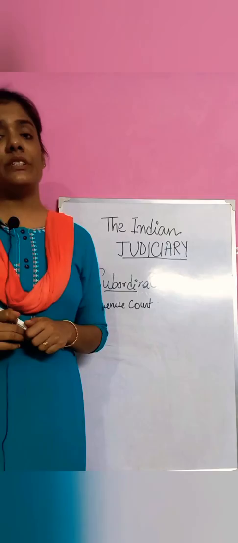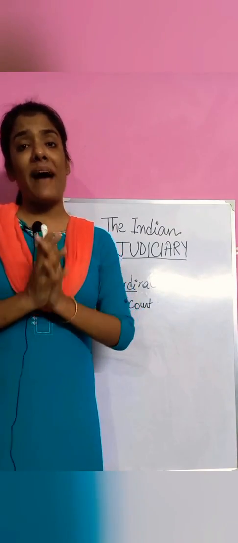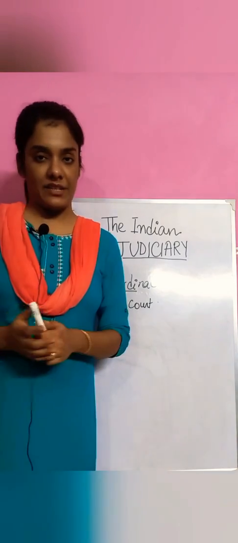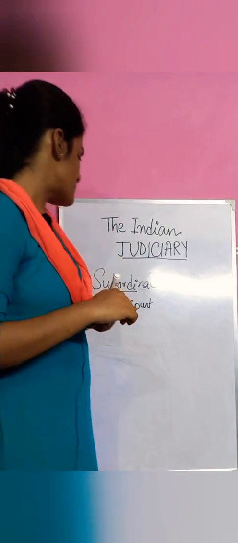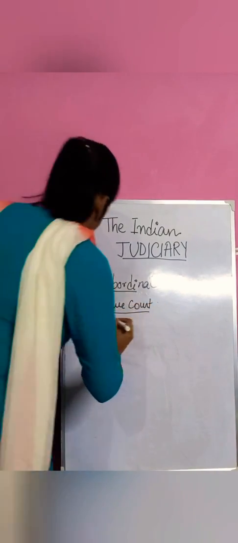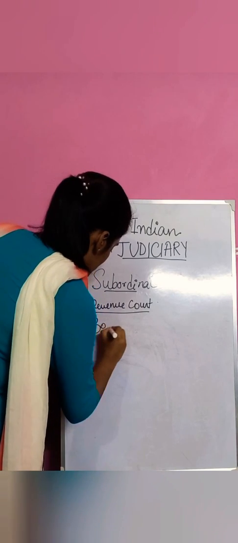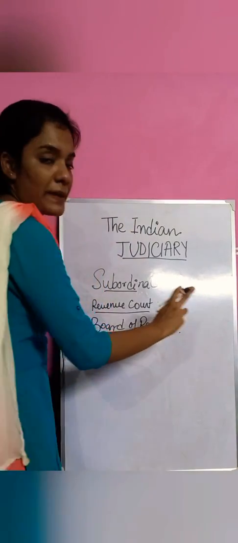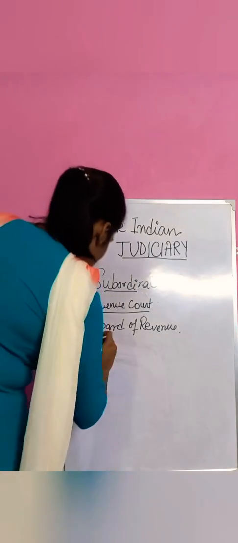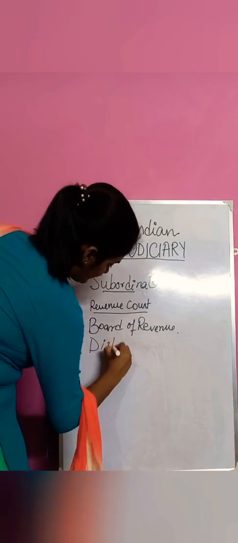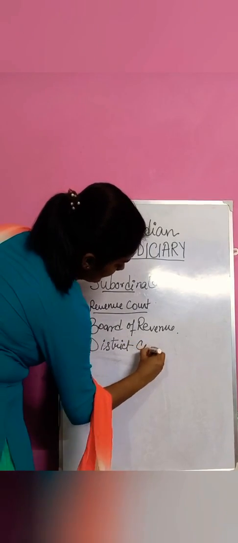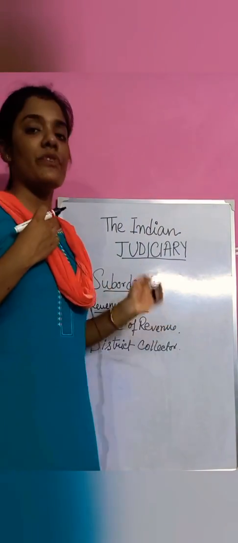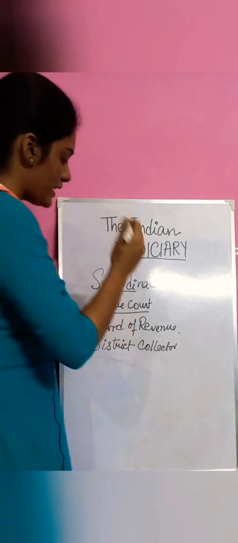Now, see students, the revenue court always deals with matters related to collection of revenue and property taxes or any other money matters. Now, what are the different types of revenue courts? The Board of Revenue is at the apex, at the top in the state level. Next comes the district collector. This is at the district level. So, these are the two types of revenue court in every state. Now, we will discuss the Nyay Panchayat.